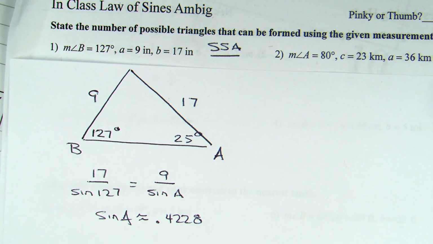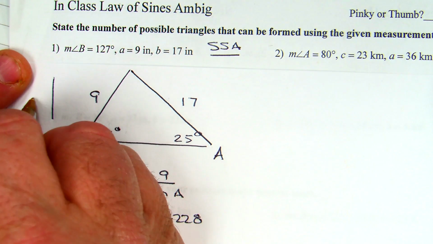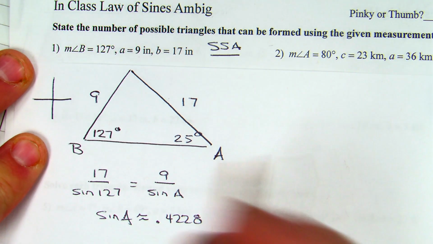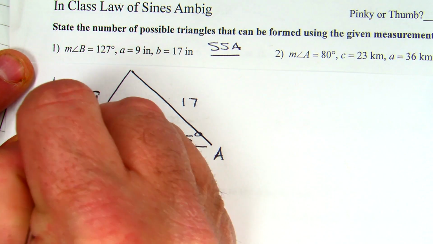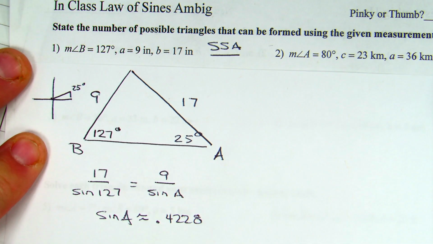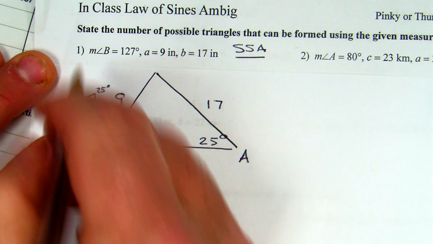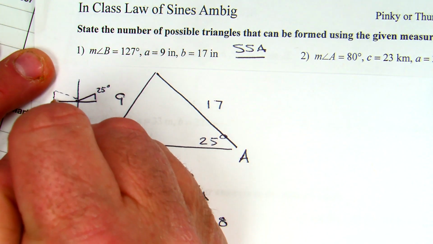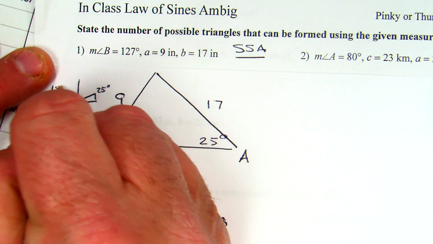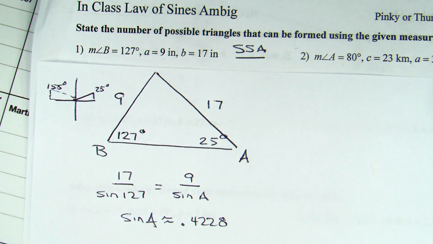All right, 25 degrees. Okay, now, here's the thought process, and we'll draw it out for you. So on the unit circle, here's 25 degrees, approximately. You have to remember that 180 minus that, which would be 155 degrees, also has that same sine value. Does that make sense?